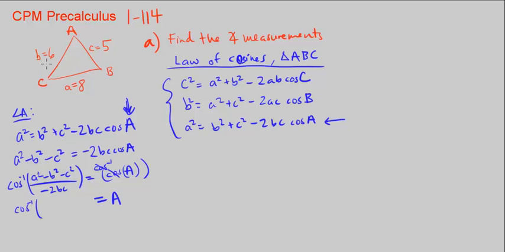A, B, and C. So we know A is 8, so we get 8 squared is 64, minus B squared, so B is 6, 6 times 6 is 36, minus C squared, 5 times 5 is 25, divided by negative 2 times B is 6, and C is 5. Okay? So 64 minus 36 minus 25 is 3. 2 times 6 times 5, since it's negative, is going to be negative 60. Okay, so that's what A is equal to.